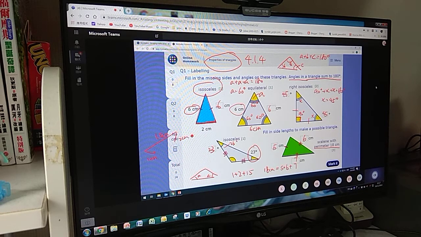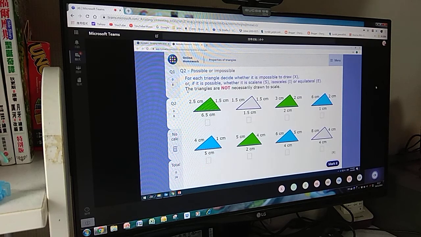So actually, another characteristic of the triangle is that the sum of the two shortest sides should be larger than the longest side. OK, 最短嗰兩條邊加埋係要長過最長嗰條邊嘅。OK, understand the properties of the triangle, right? So, here we have triangles. Which one is not possible, and which one is 等腰, which one is 等邊, which one is this one?